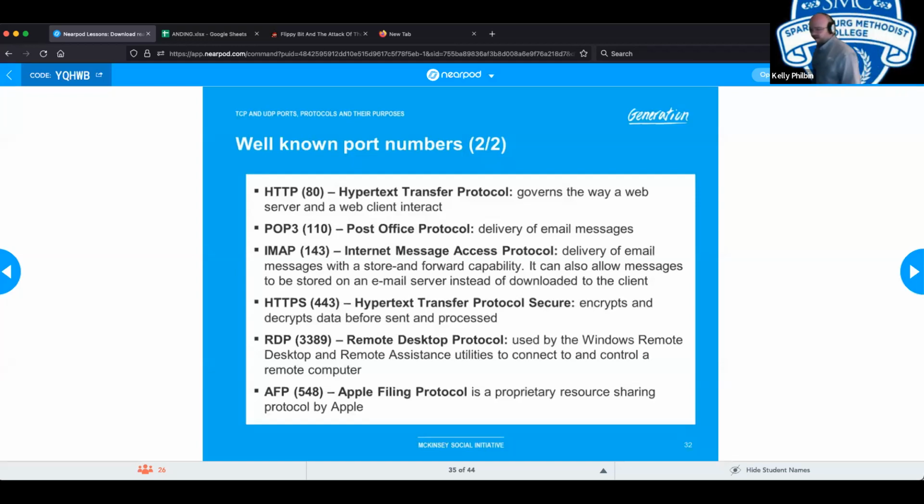Moving up, we have our web server, which is the Hypertext Transfer Protocol, or HTTP. This is the primary protocol that governs the internet and web clients. This also is not secure. This is your basic interactions with websites.